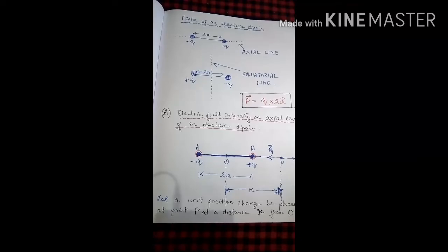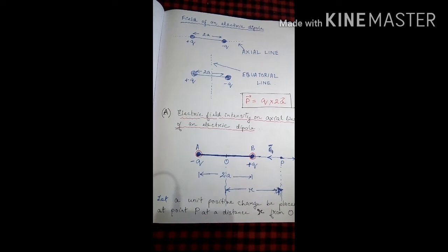In our previous discussions, we have already discussed the electric dipole and electric dipole moment. In this class, we have to discuss the electric field intensity due to a dipole. Now, the electric field intensity due to a dipole can be calculated along two axes. First is the axial line and second is the equatorial line. We have to discuss the electric field intensity due to a dipole along both these lines.